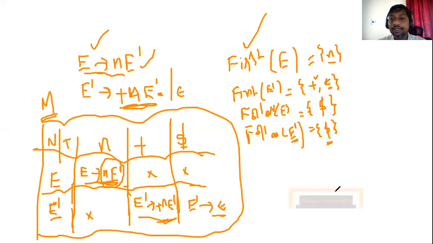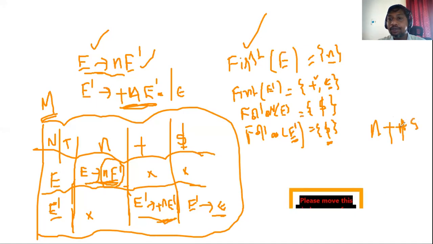Let me take this: n plus plus followed by dollar. If this is your input string, it should be rejected. This should not be passed by the parser. Why? Because this is not a valid input string.